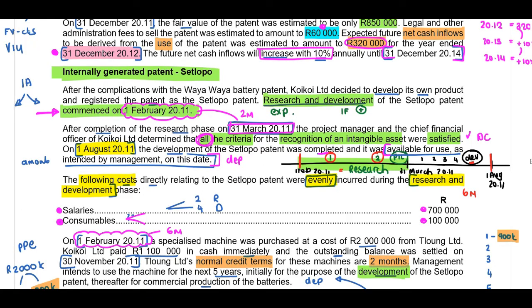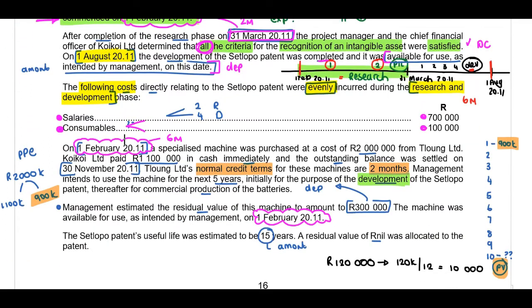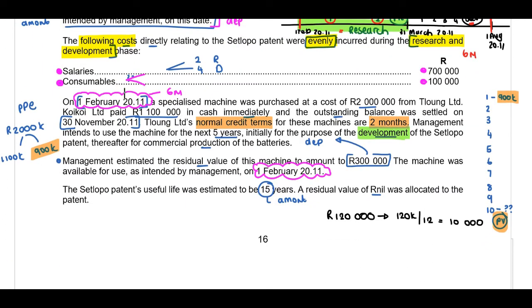Right. Okay, next. Remember, they've indicated to us that we have this specialized machine that was purchased for the 2 million, of which 1.1 was paid cash, and we have the 900,000. The 900,000, we've identified that we need to calculate the present value. How do we do this? The amount that will be paid will be the 900,000.